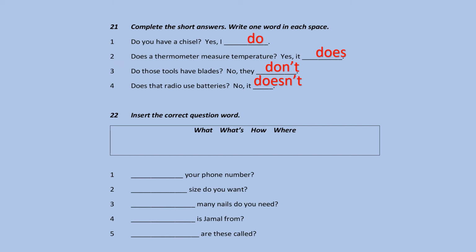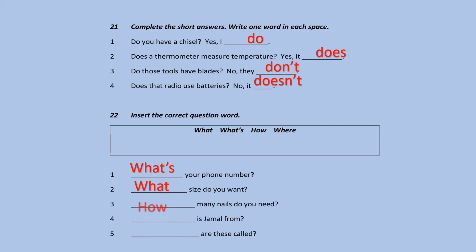What, what's, how, or where. Number 1, your phone number. The question word should be what's your phone number. Number 2, size do you want? Exactly, what size do you want? ما هو المقاس? Number 3, many nails do you need?